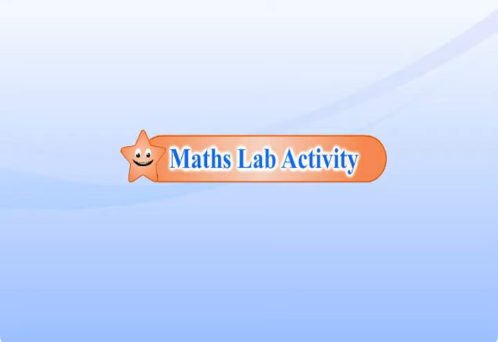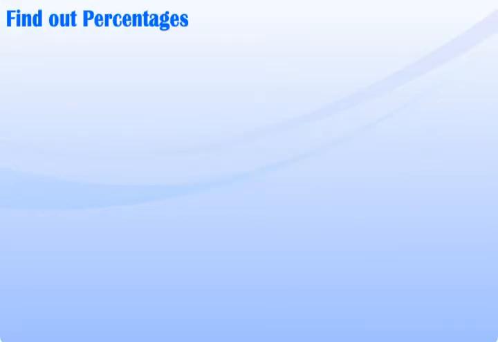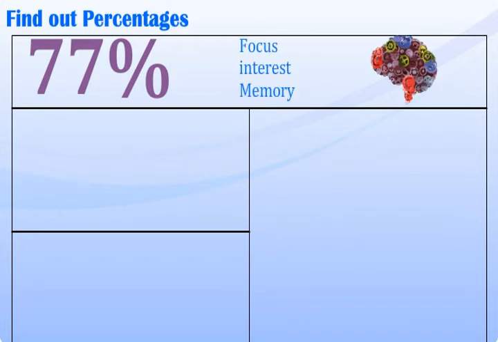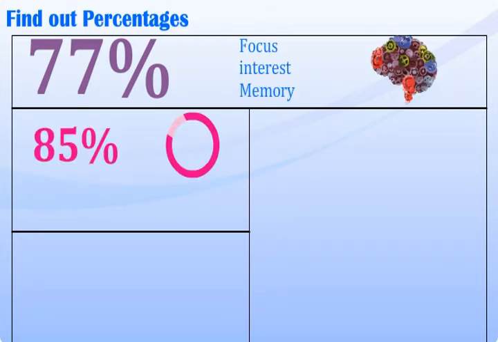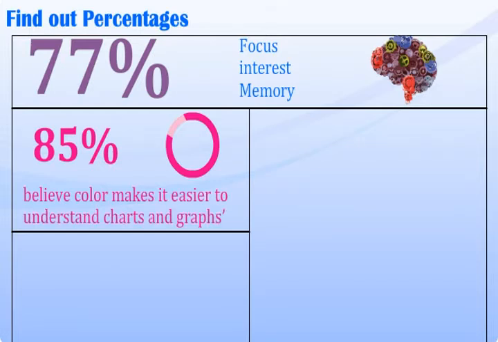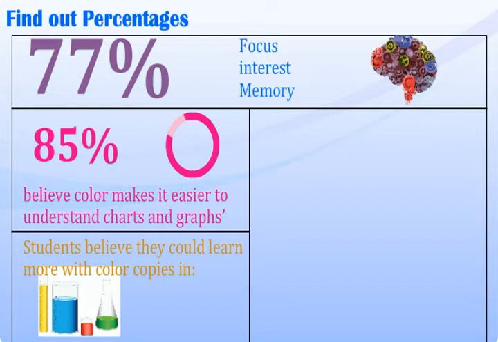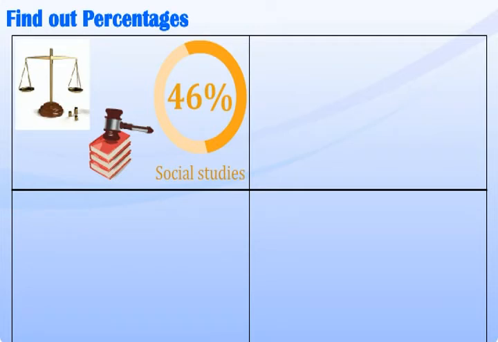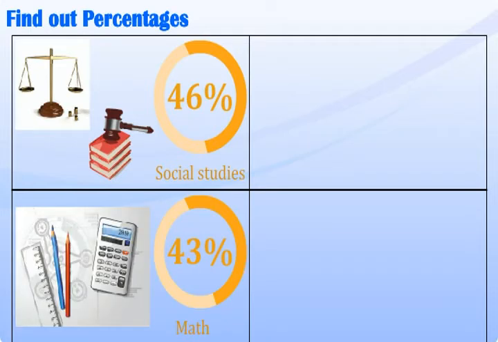Maths lab activity. Find out percentages. 77%. Focus, interest, memory. 85% believe color makes it easier to understand charts and graphs. Students believe they could learn more with color copies in: 58% science, 46% social studies, 43% math.